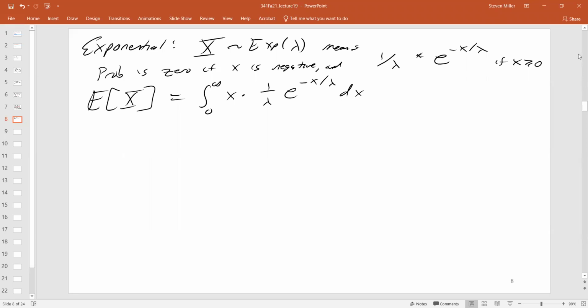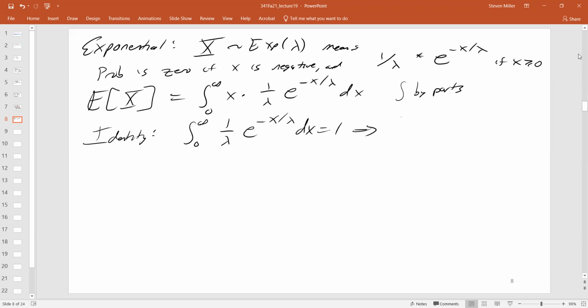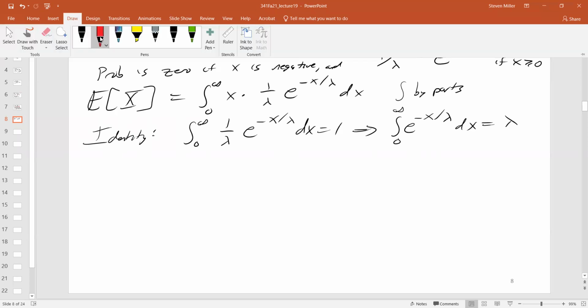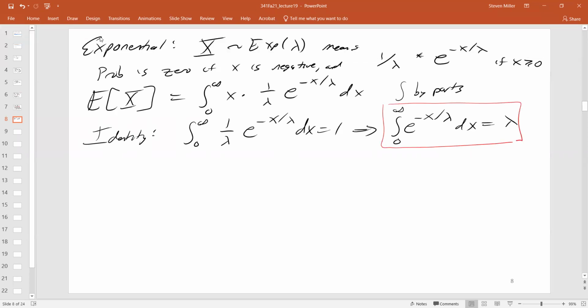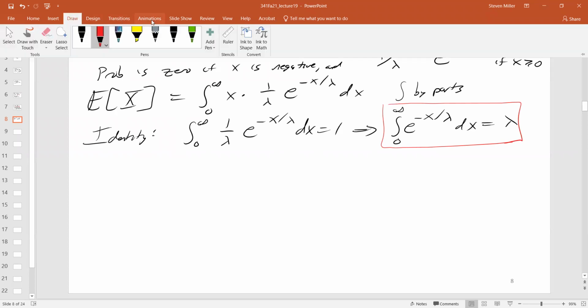How would you do this integral? By parts. And so you could integrate by parts. Here's another way. We start with the identity that the integral from 0 to infinity of 1 over lambda e to the negative x over lambda dx equals 1, or the integral from 0 to infinity of e to the negative x over lambda dx equals lambda. So this is our identity. What do you think we want to apply?